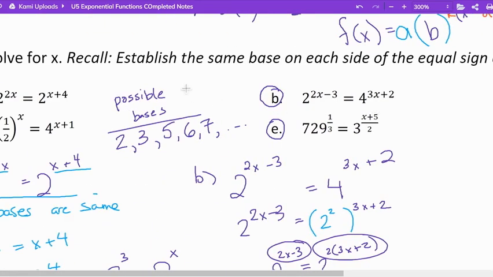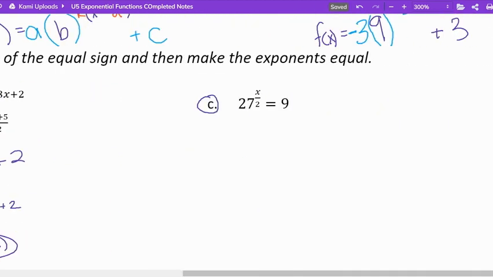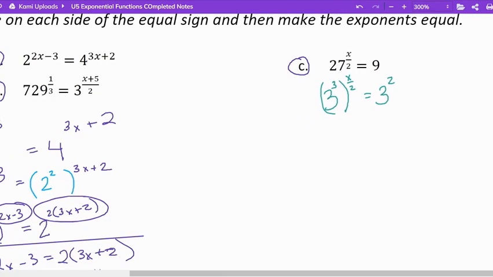Let's look at our list of possible bases. Which base should we use? 3. Okay, so what we're going to do here is rewrite both sides so that they have a base of 3. So 9 becomes 3 to the power of what? 2. 27 becomes 3 to the power of? Good. Okay, I'll let you do the rest. Do you see that? Okay, let's look at question E.